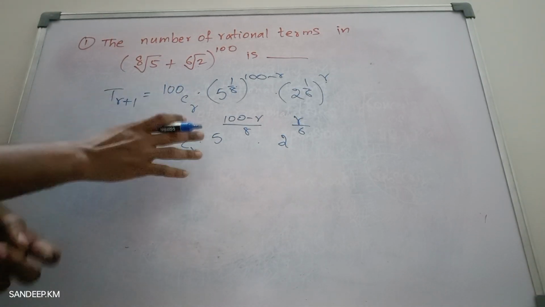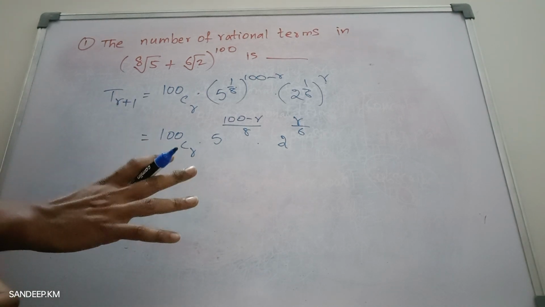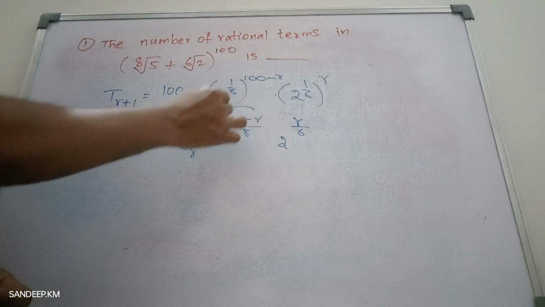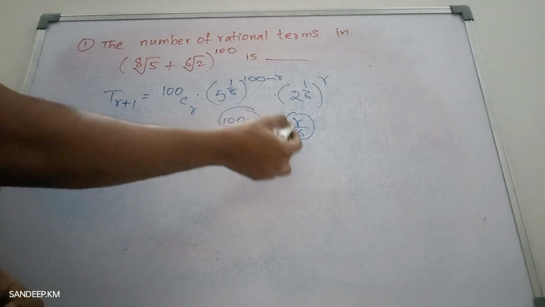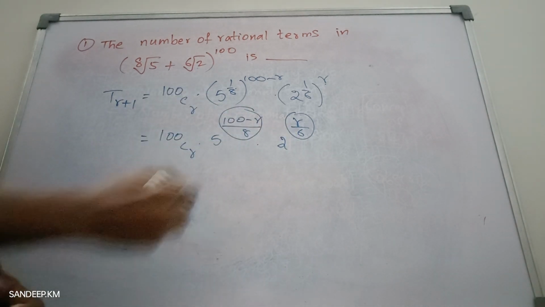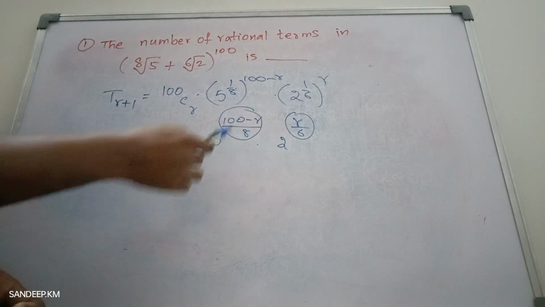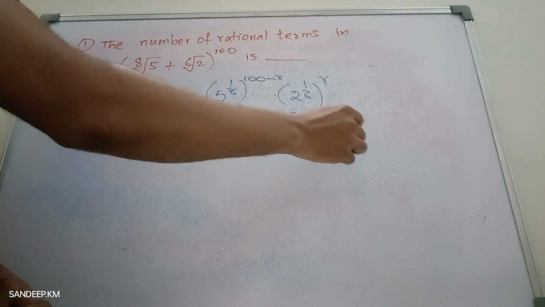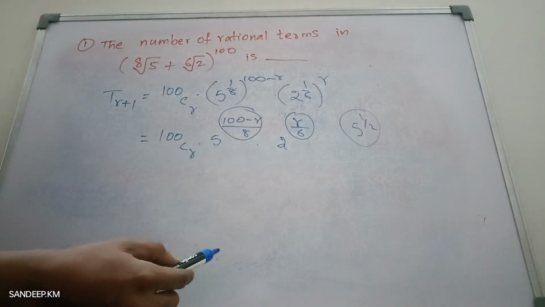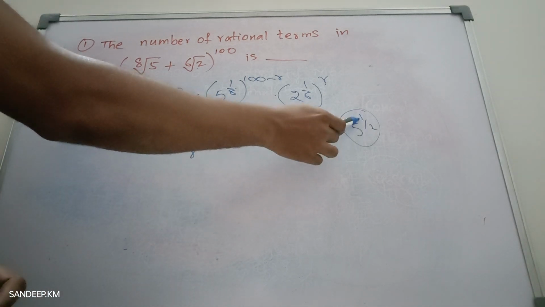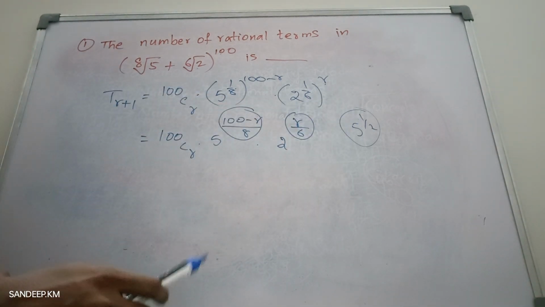See, a term will be called a rational term when this power and this power are integers. Remember, both the powers must be integers. If the powers are not integers, if they are in p by q form, for example, like 5 power 1 by 2, then it becomes an irrational term. Remember this, the power must be an integer, right?